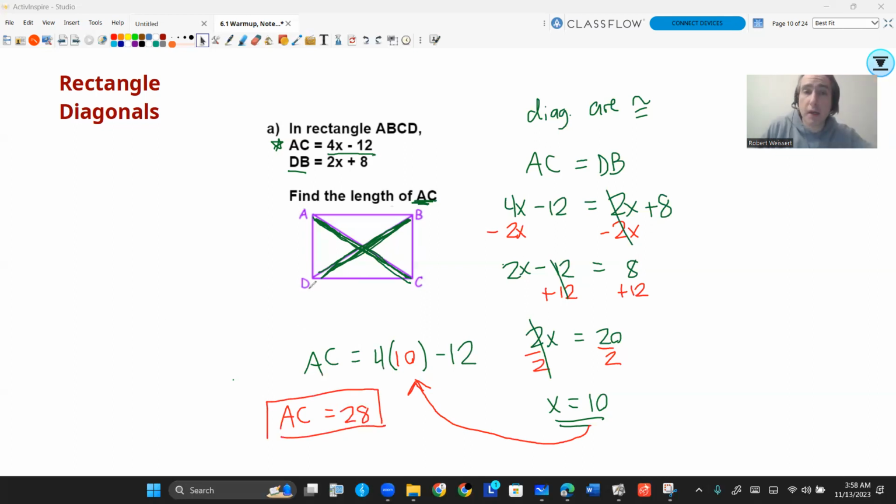And I could go through and get all the other individual measures if I wanted to. I know AC is going to be 28, which means DB would also be 28. So I could actually split these in half, and those would be 14, 14, 14, 14 if I wanted to go a little bit more in depth with it, because those are all equal to each other. But 28 is my answer for this question.